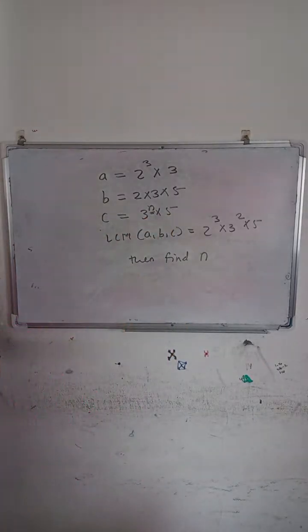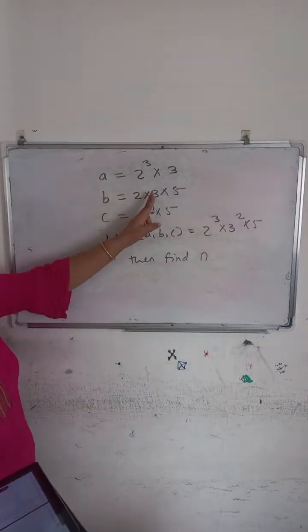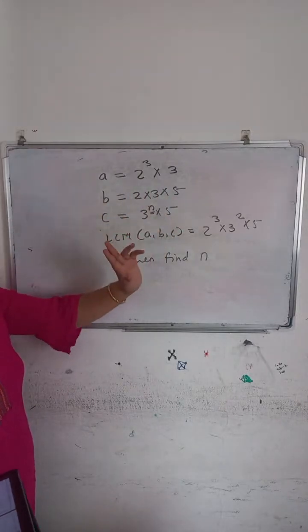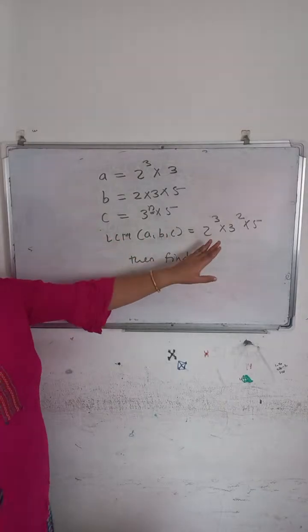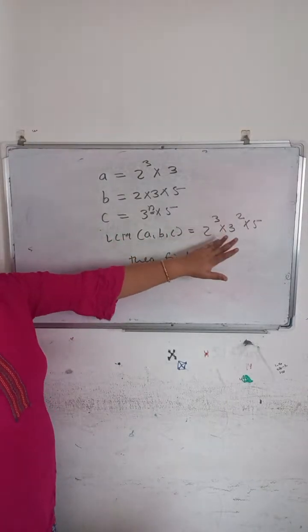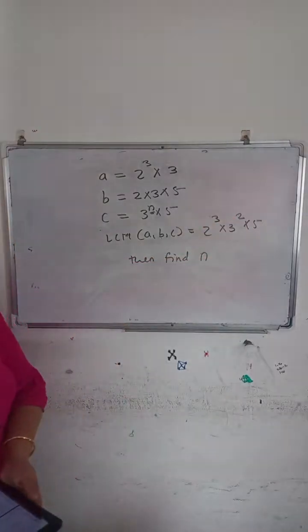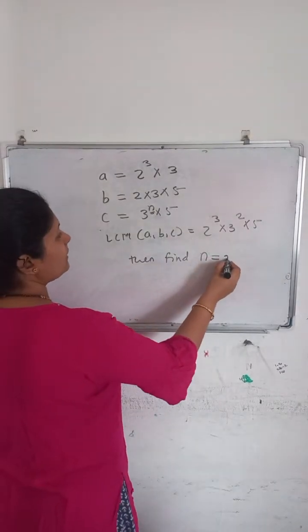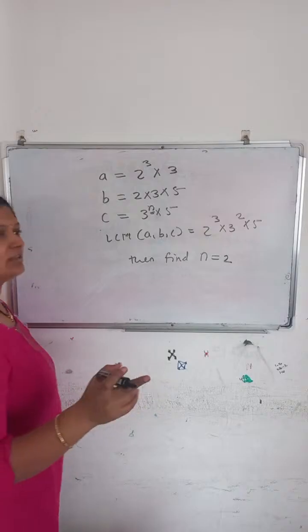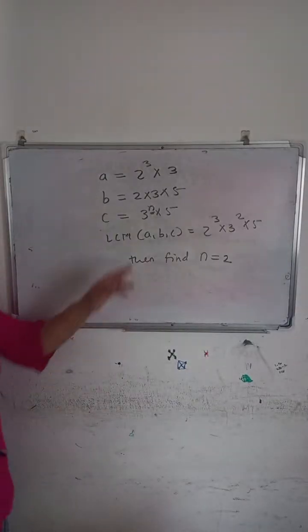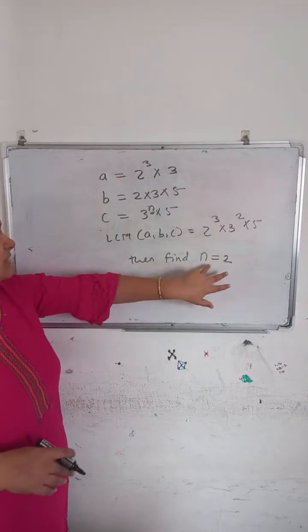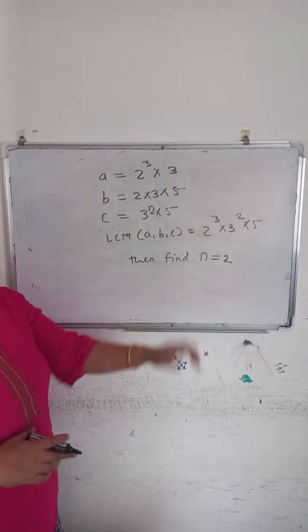So what is the answer here? They gave a as 2 raised to 3 into 3, b is 2 into 3 into 5, c is 3 raised to n into 5, and the LCM of a, b, c is 2 raised to 3, 3 raised to 2 and 5. Okay, so how much is the answer? Here we can say n is equal to 2, because in the LCM we are taking the numbers with the highest power. The highest power of 3 in the LCM is 2. That's what we take here. n is nothing but 2.